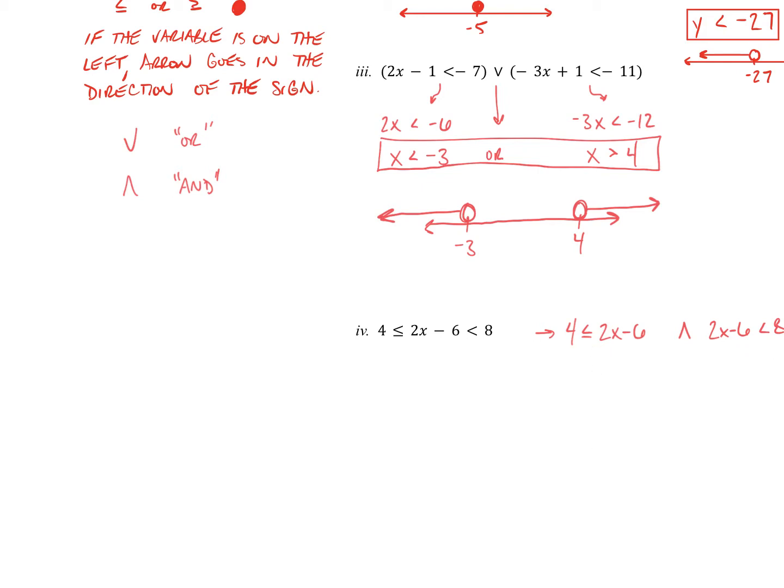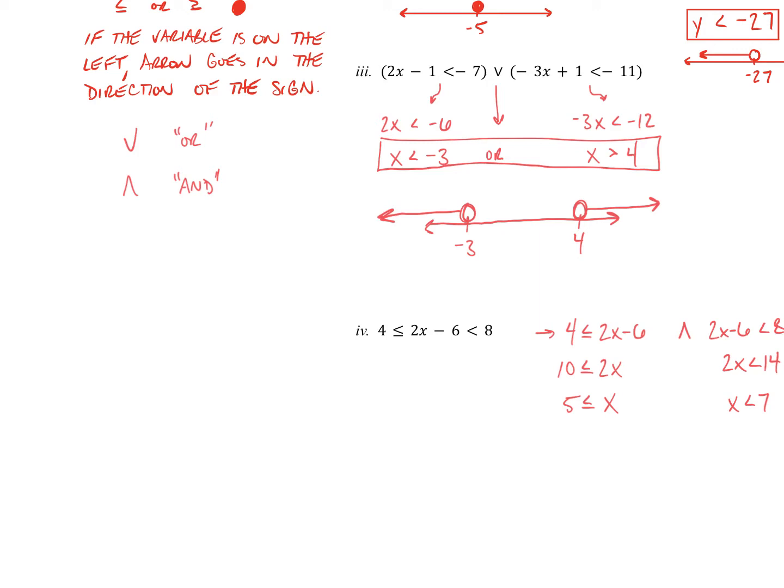We're going to solve this one, and then we're going to solve this one, and then we're going to see what we end up with. So if we were to solve the inequality on the left, I would add 6 to both sides, and then I would divide by 2. And on the right, I would add 6 to both sides, and then I would divide by 2. Now what you're going to notice is that in both cases, I added 6 to both sides first, and then I divided by 2 second. I did the same exact thing in both cases.